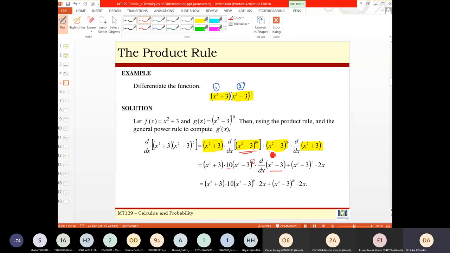Now the second, which is (x squared minus 3) to the power 10, multiplied with the derivative of the first. What's the derivative of x squared plus 3? It is 2x, and this will be our derivative. They didn't even simplify it to the simplest form as you can see: we have 10 and we have 2, we can multiply them to be 20, they just leave it. Is it clear?